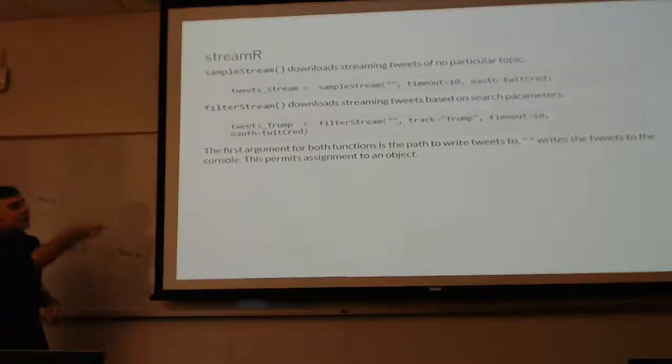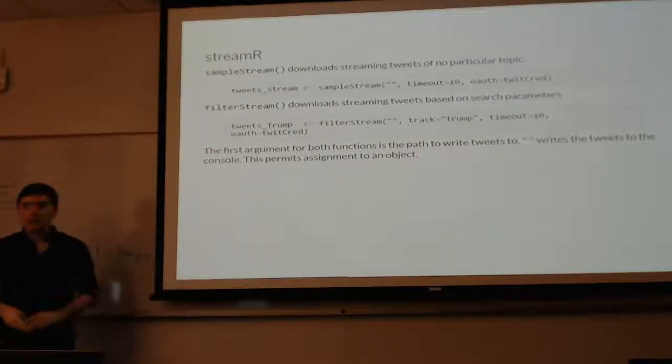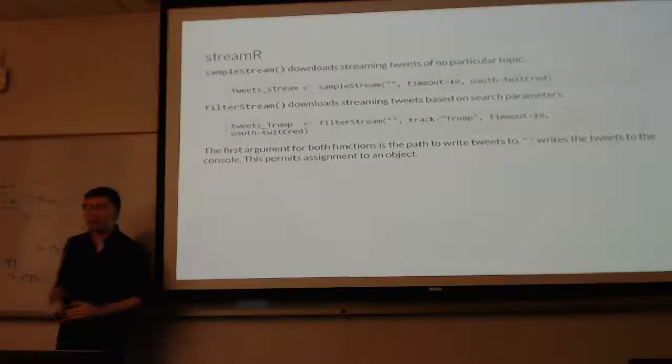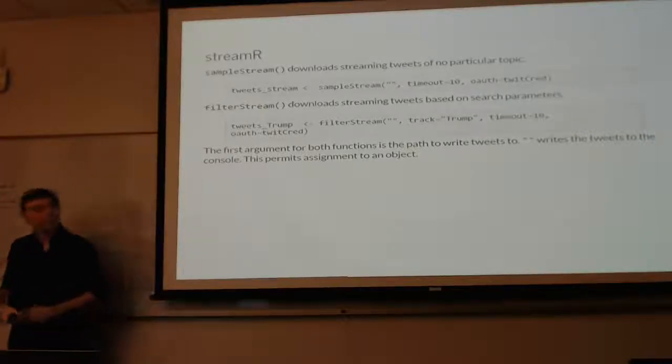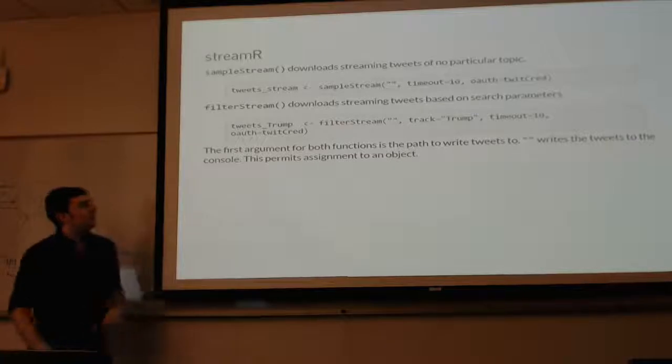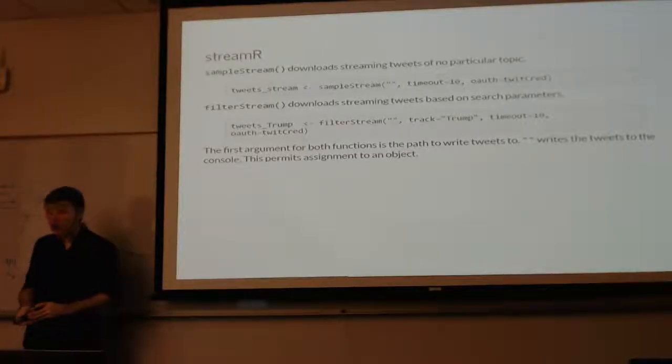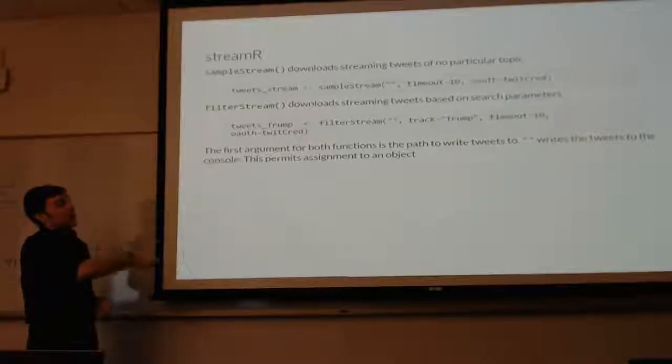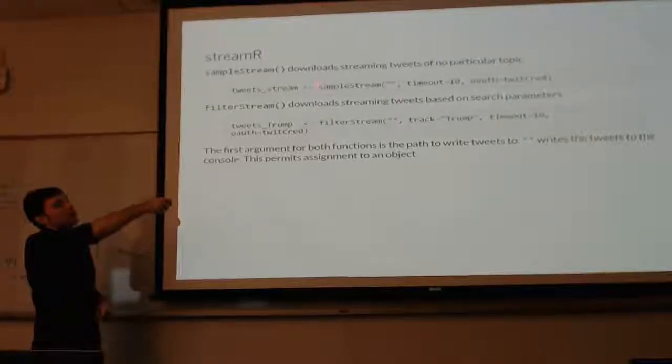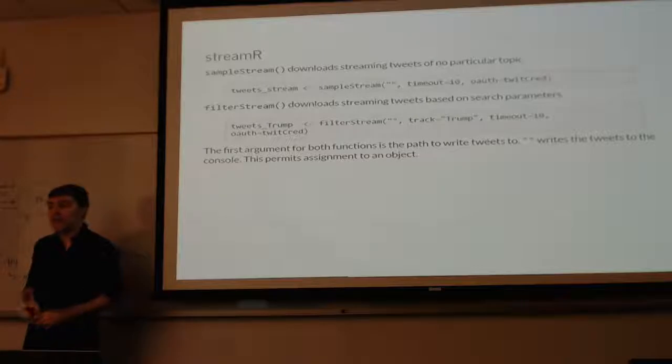So the first argument in both of these functions is a file location to write the tweets to. If you leave it blank like that, it will write the tweets to the console. But the same thing as write to the console would be assigning them to an object. So I've done it here because I want to assign these tweets to an object in R rather than to save them as a local file.